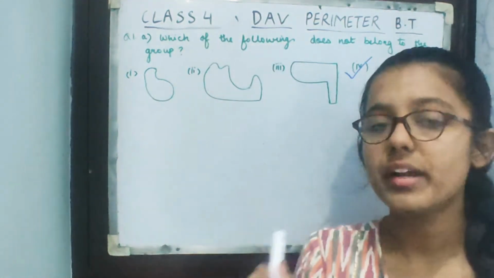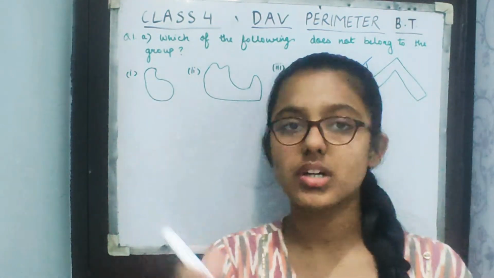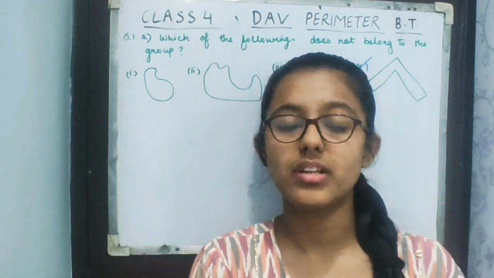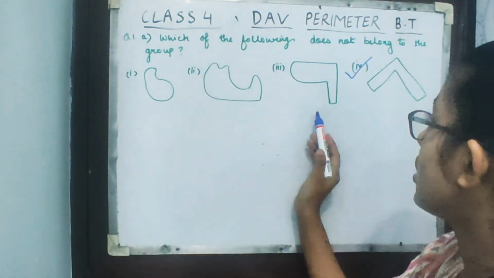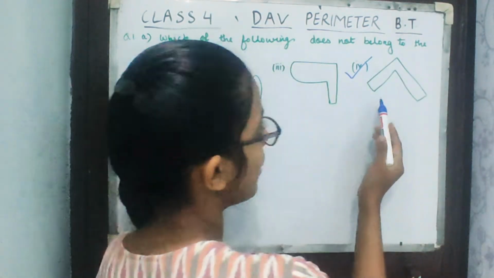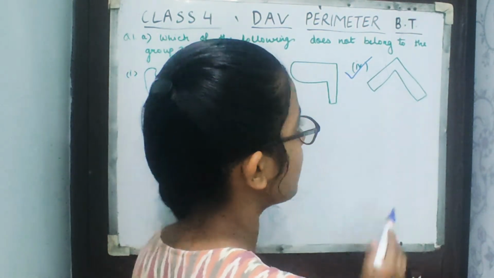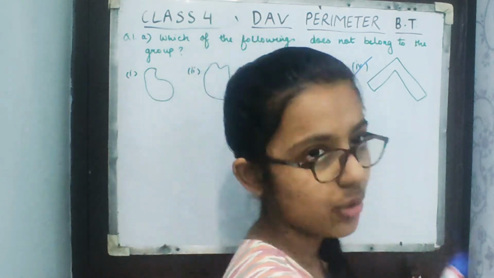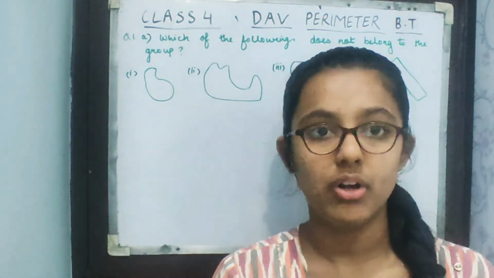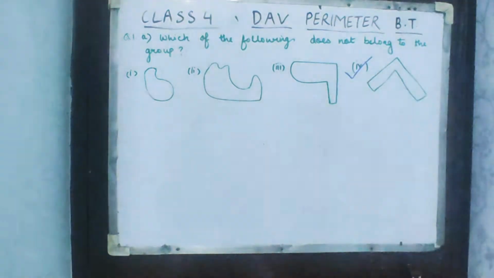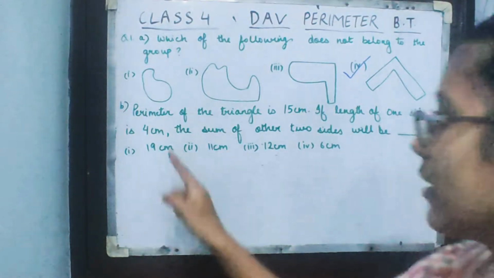So in closed figures there are two types of figures. One is curve ones and second is only made up of line segments. All these three are curve ones and the fourth one is only made up of line segments, so this doesn't belong to this group. We have completed our question 1A part. Now let's come to our B question.